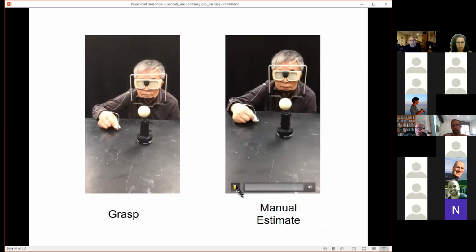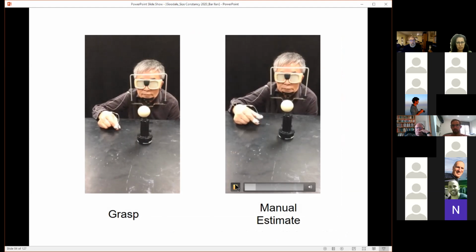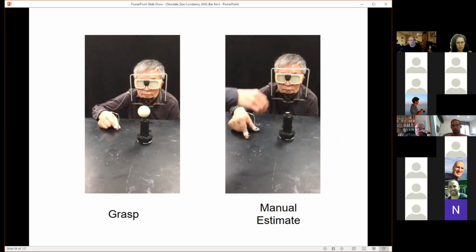Or a manual estimate. I think it's this big. Then we gave them feedback. So they had feedback on both manual estimates and on grasping about the real size. So if they were off, they could correct theoretically on the next trial in the manual estimate.